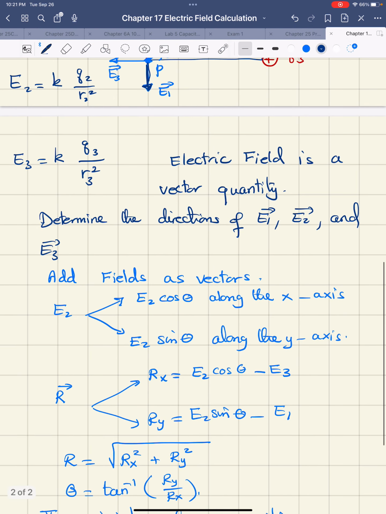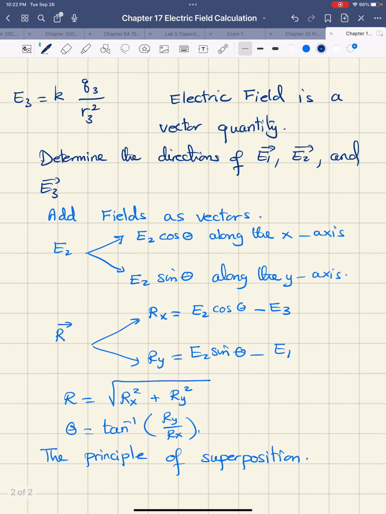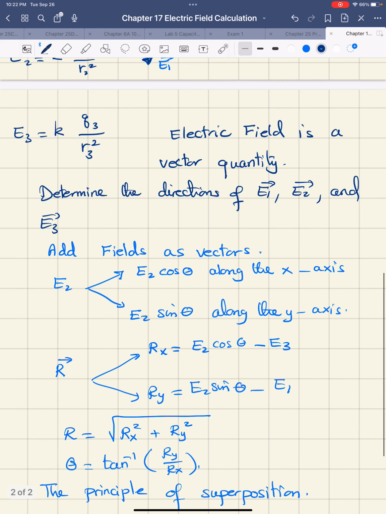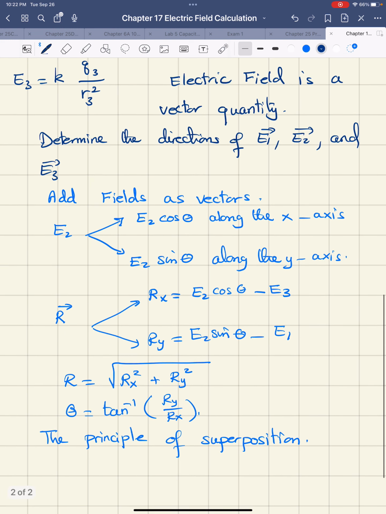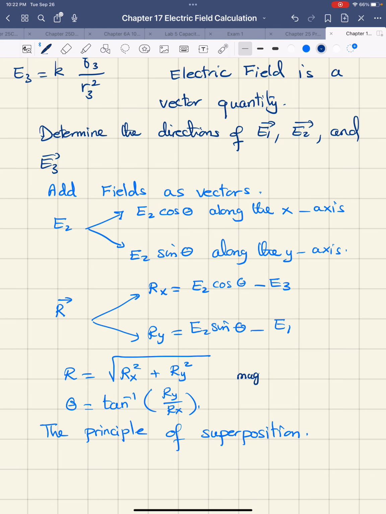Now I can add the fields as vectors, and therefore I need to split E2 into two components, E2 cosine theta and E2 sine theta. E2 cosine theta is along the x-axis, and E2 sine theta is along the y-axis. Then I can work on Rx, which is E2 cosine theta minus E3, and Ry, which is E2 sine theta minus E1. Here I will calculate the magnitude, and this is the direction.